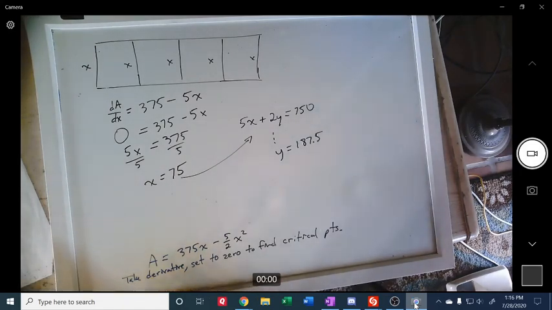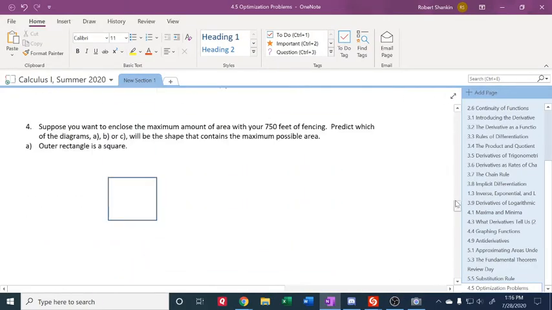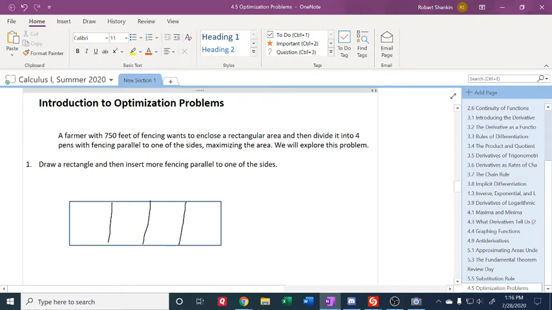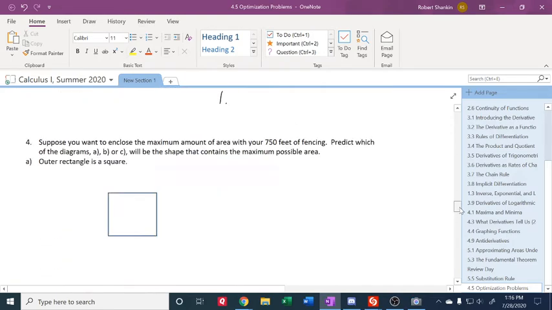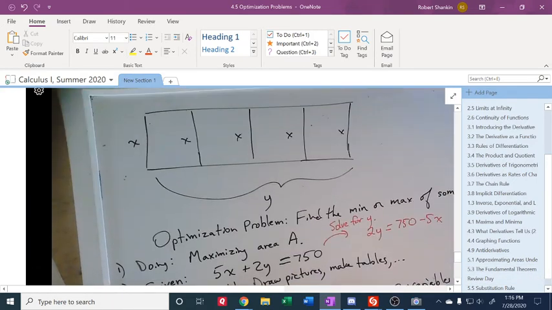Okay, and so now we have to come back to the original question to make sure that we're answering the original question. He wants to enclose a rectangular area and divide it into 4 pens. Basically he wanted to know the dimensions. So we're going to tell him to make the outer region 75 feet by 187.5 feet, and then place these equally spaced throughout. And we do get a non-square region.